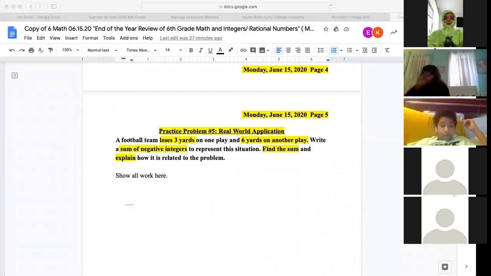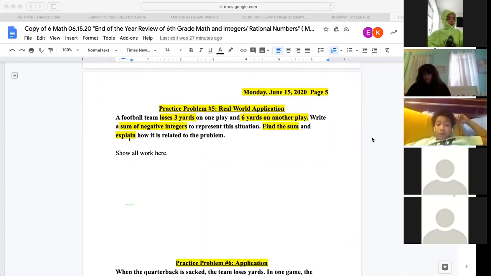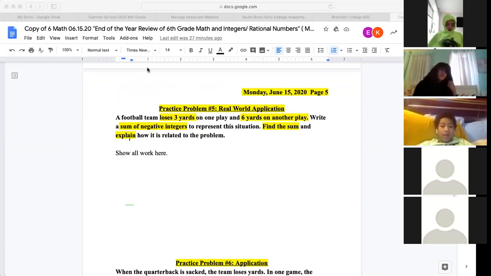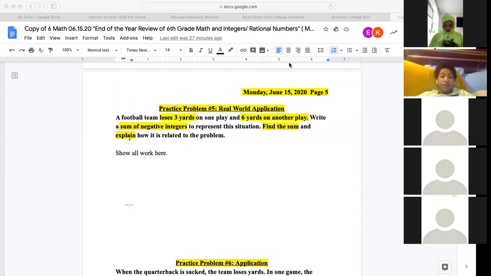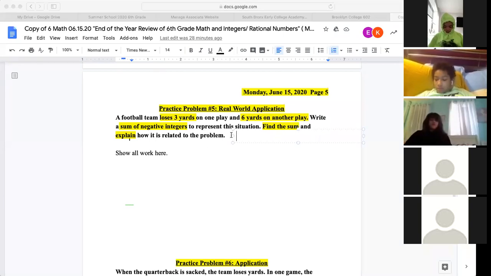Okay, Zachariah, camera on. You're reading question 5 right now, please. Thanks. Let me just put my screen up a little bit. Okay, go ahead. A football team loses 3 yards on one play and 6 on another play. Write a sum of negative integers to represent this situation. Find the sum and explain how it is related to the problem.